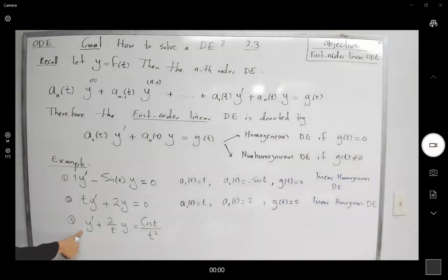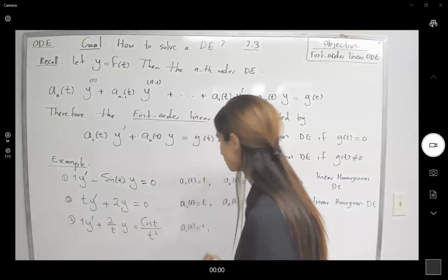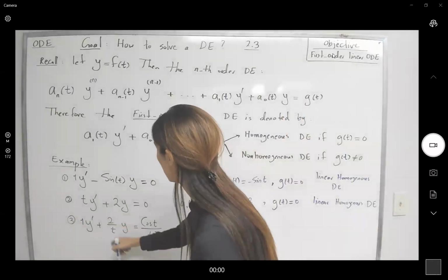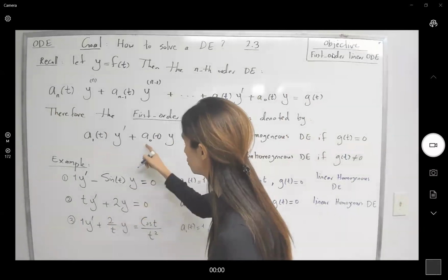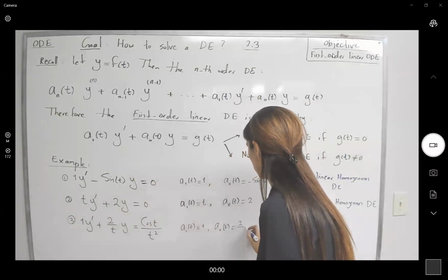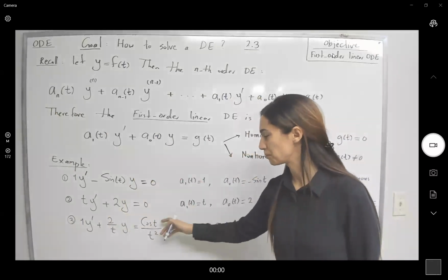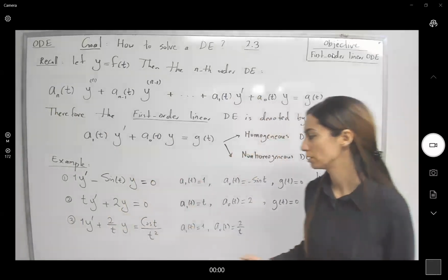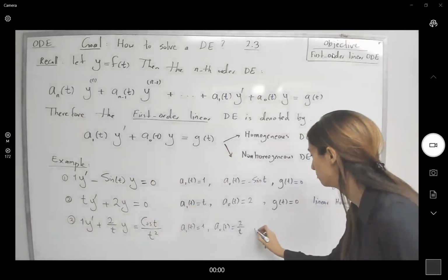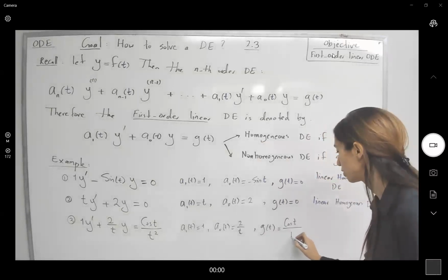What about the third one? Well, what is the coefficient of y prime? The coefficient of y prime is equal to 1. So a sub 1 of t is nothing but 1. Then the coefficient of y is 2 over t. A sub 0 of t is 2 over t. We're good with that. We don't have any problem here. On the right-hand side, you have a function of t, which is cosine of t divided by t squared, which is in rational form. And it's not 0.